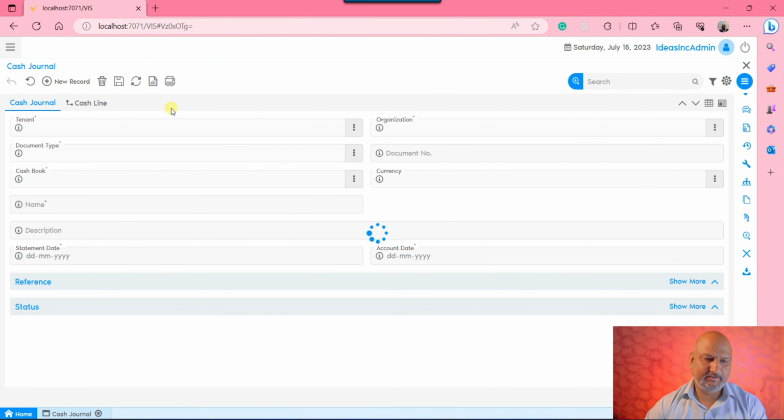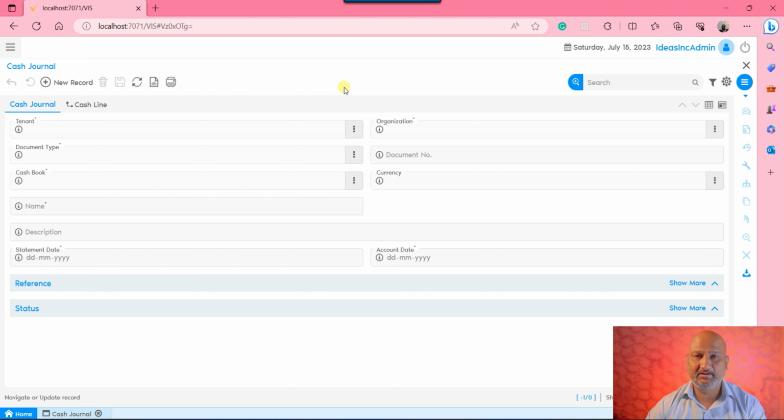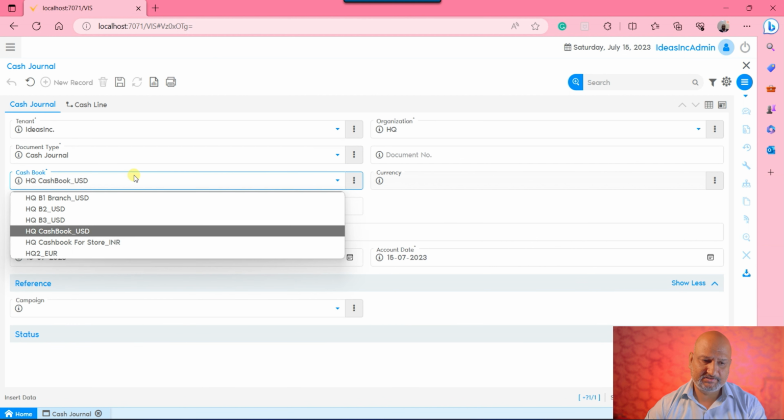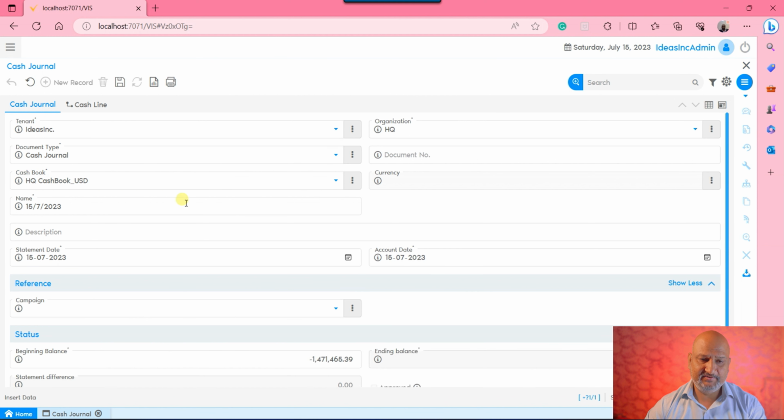So here the cash journal is there. Now the important thing for the cash journal is that there should be a certain cash book. Regarding the cash book, we have already prepared a video, which is basically the cash book management. You would be able to refer to that video to create the cash books, right? So let's say new record, I want to generate a cash journal. Now I would say a cash journal. My cash book is HQUST. Thereafter I would save this.